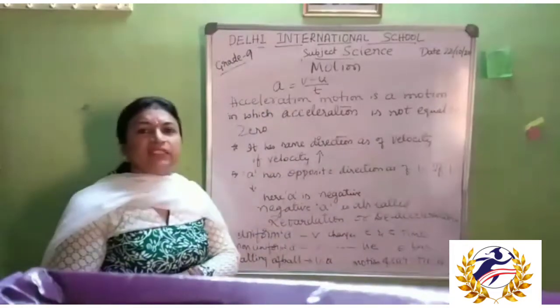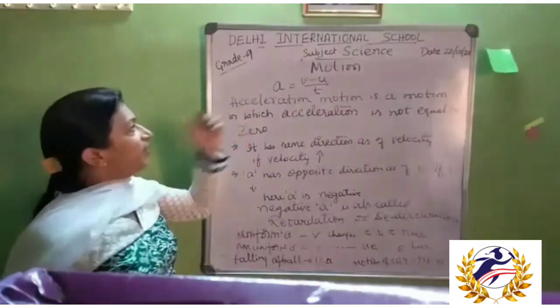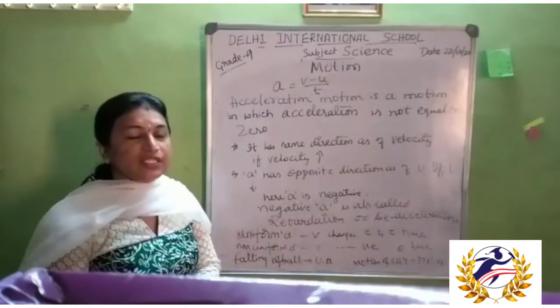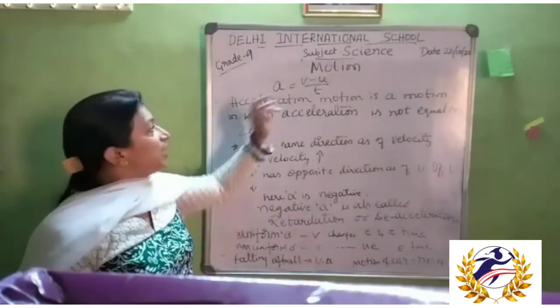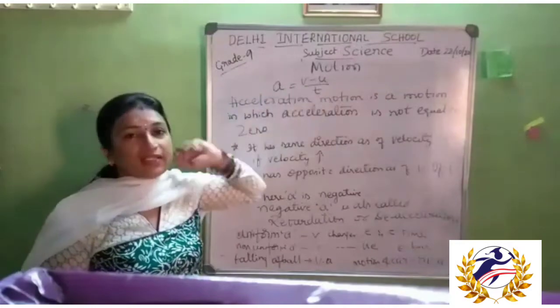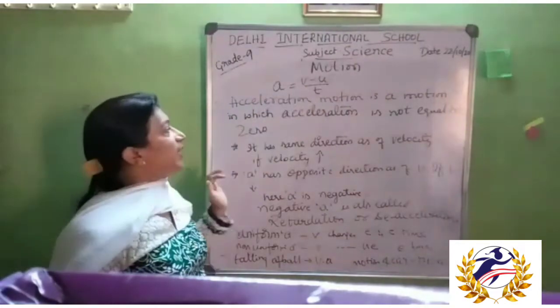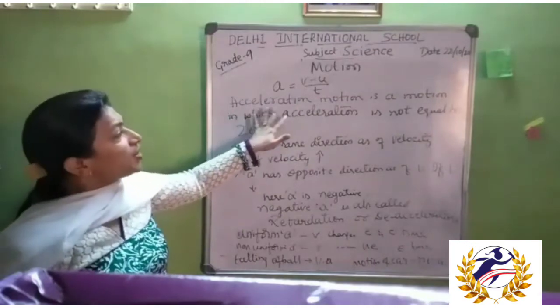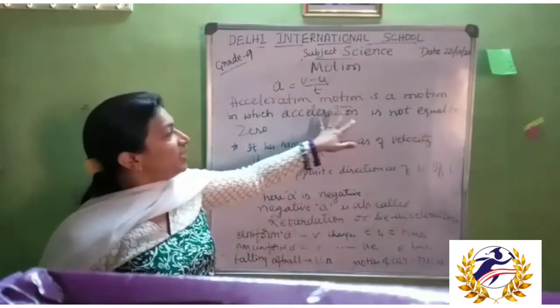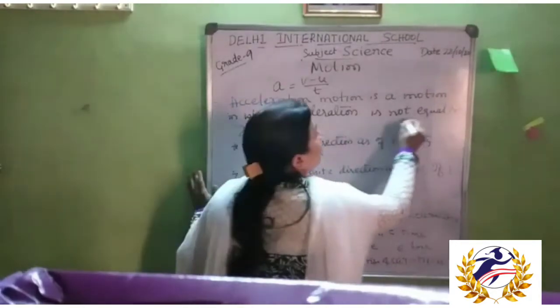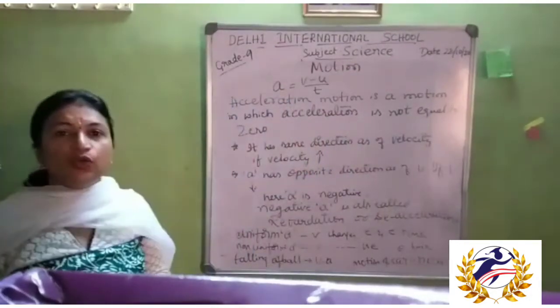So what is acceleration? In the last slide we have seen that acceleration is the ratio of change in velocity, that is final velocity minus initial velocity, to the time taken. Accelerated motion is a type of motion in which acceleration will never be equal to 0.